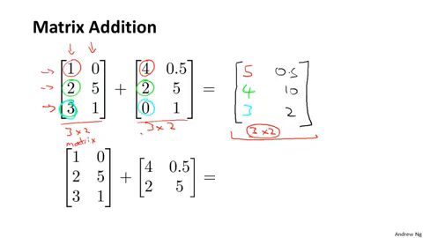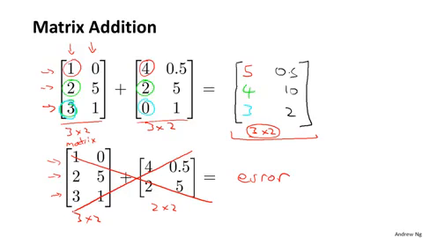Whereas in contrast, if we were to take these two matrices, this one is a 3 by 2 matrix, so again 3 rows, 2 columns. This here is a 2 by 2 matrix. Because these two matrices are not of the same dimension, this is an error. So you cannot add these two matrices, and their sum is not well defined.